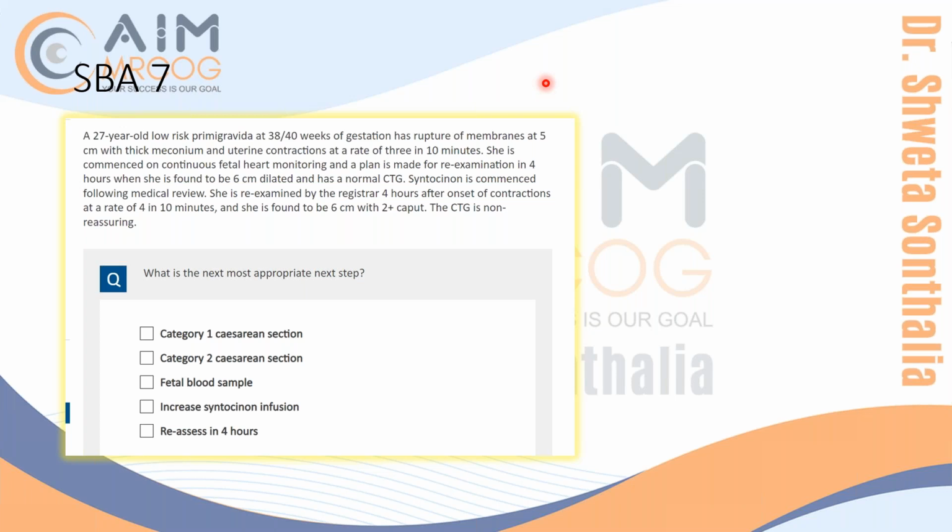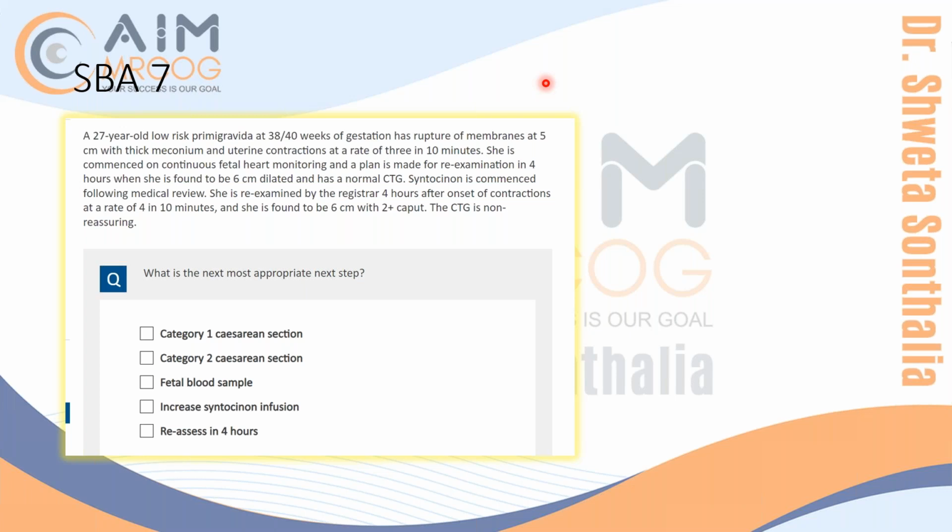She is re-examined by the registrar 4 hours after onset of contractions at the rate of 4 in 10 minutes, and she is found to be 6 centimeters with 2 plus caput, and the CTG is non-reassuring. What is the next most appropriate step? Is it Cat 1, Cat 2, FBS, increase syntocinon infusion, or reassess in 4 hours? Okay.